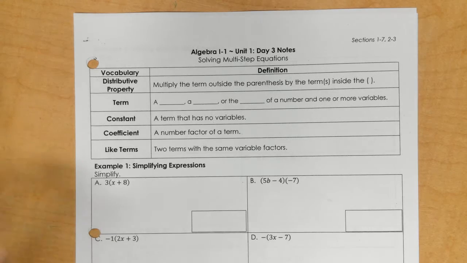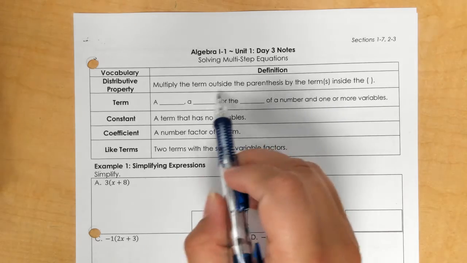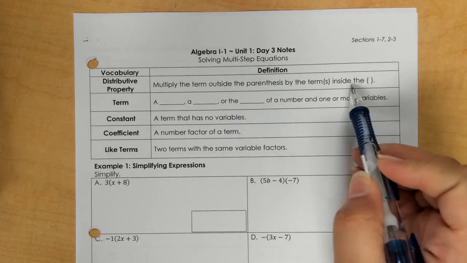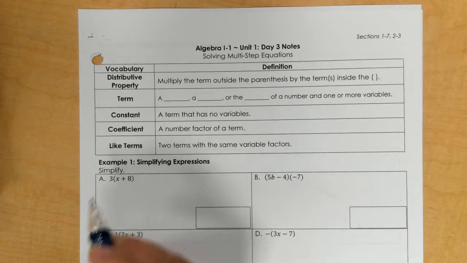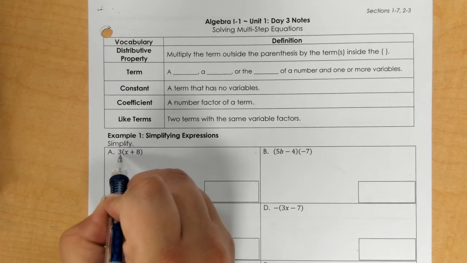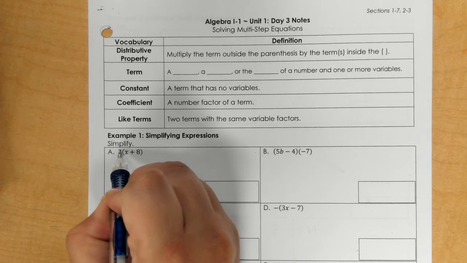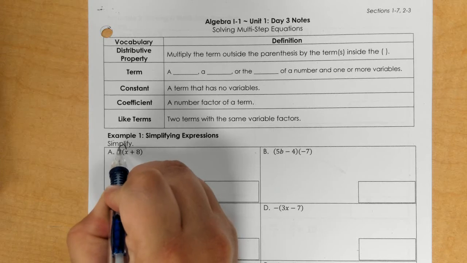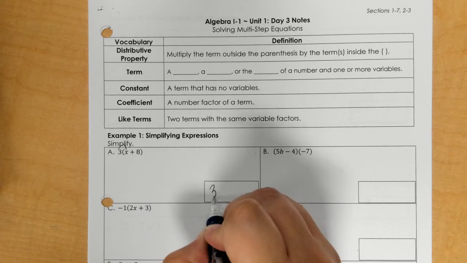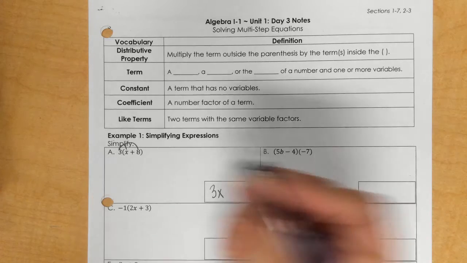For day 3 notes, we're going to talk about solving multi-step equations. And when we do that, we're going to talk about distributive property and combining like terms. So for distributive property, it says multiply the term outside the parentheses by the terms inside the parentheses. So you can see here in example 1, we have a number on the outside of the parentheses. And if I distribute that, I'm saying 3 times x and 3 times 8.